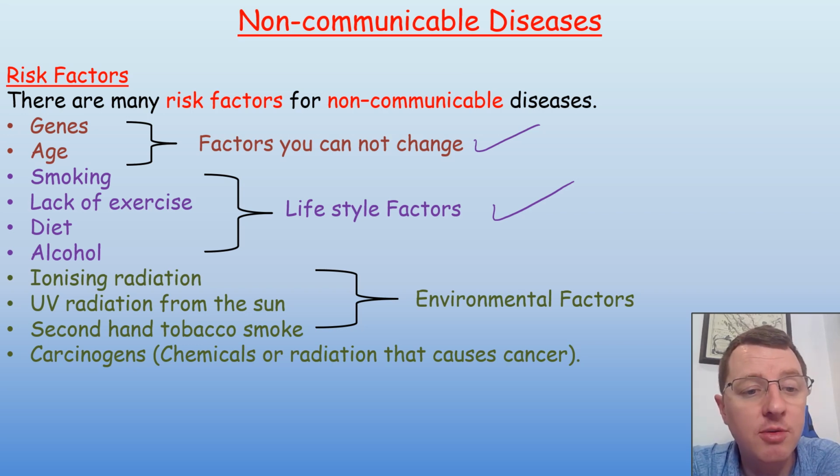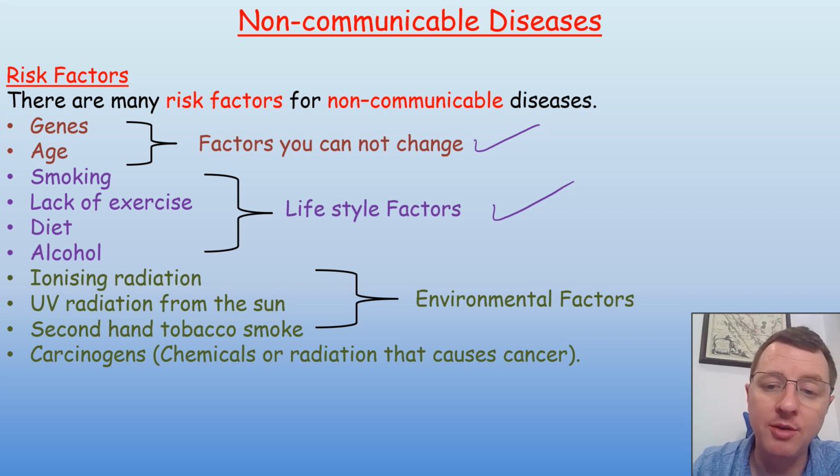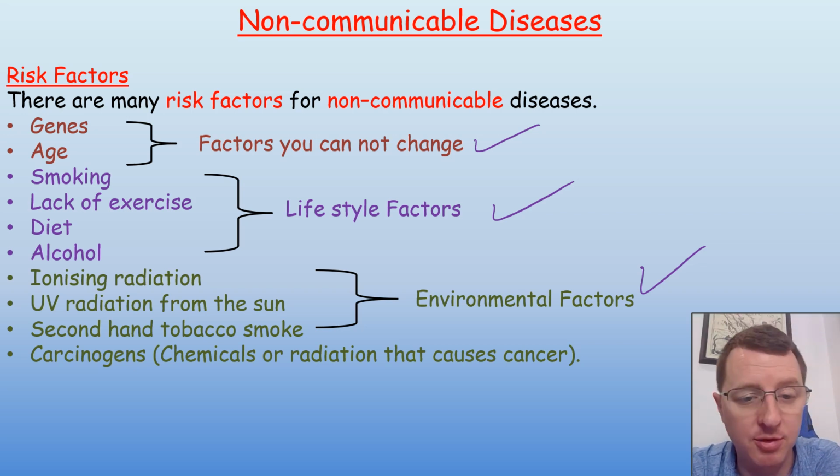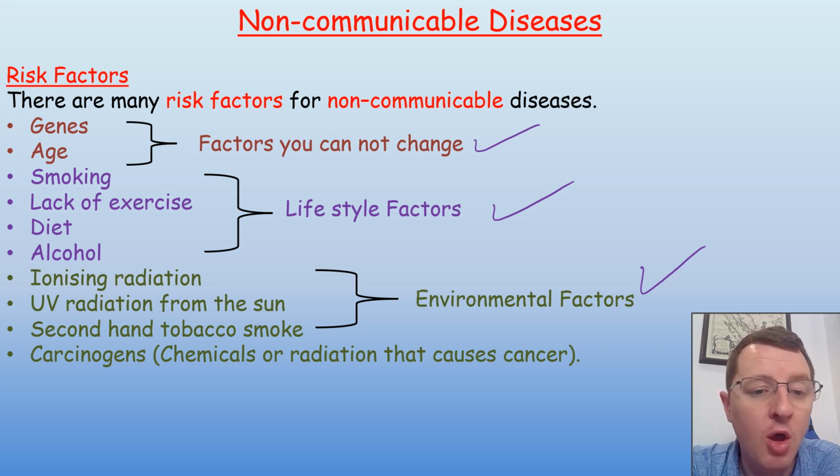Ionizing radiation, UV radiation from the sun and second-hand smoke are all known as environmental factors. And these are factors present in the environment which can be linked to causing non-communicable diseases. Also on that list is carcinogens. These are chemicals or radiation that are linked and known to cause cancer.